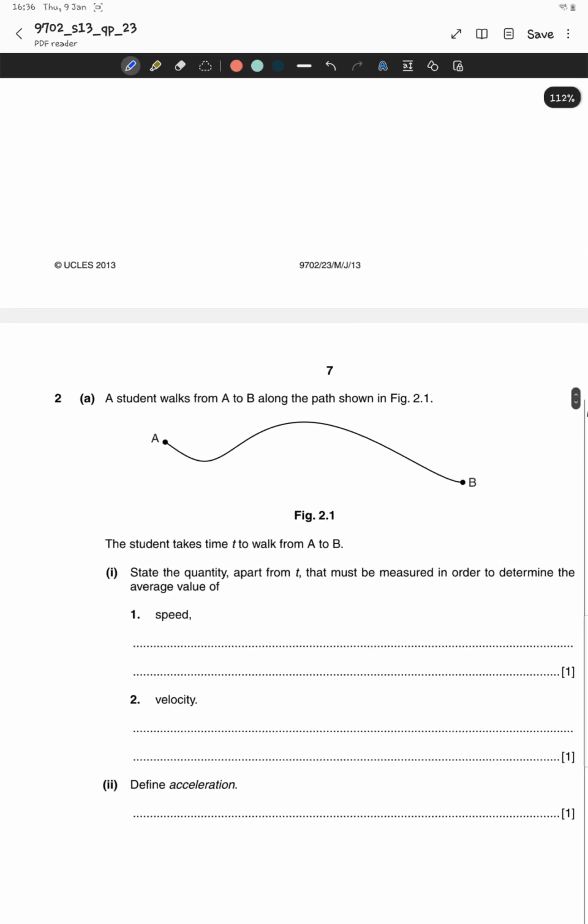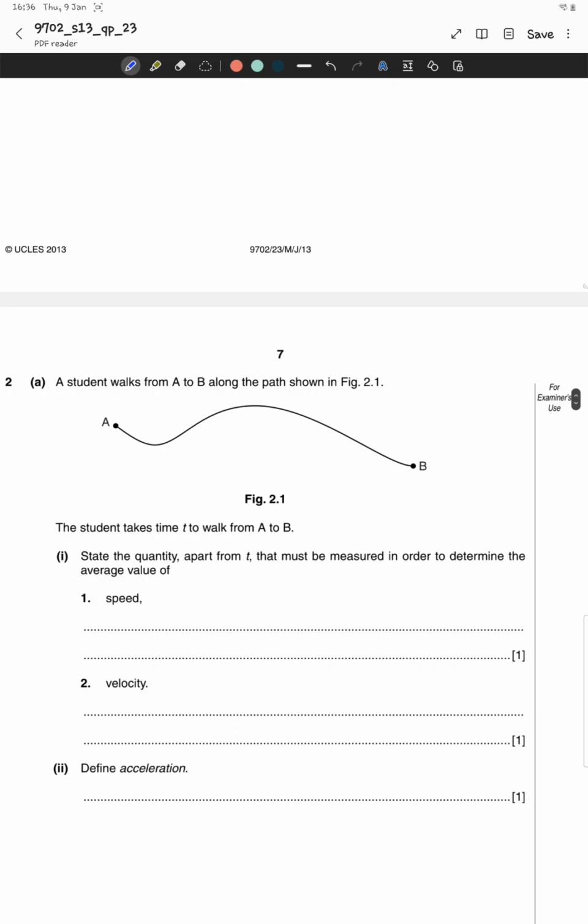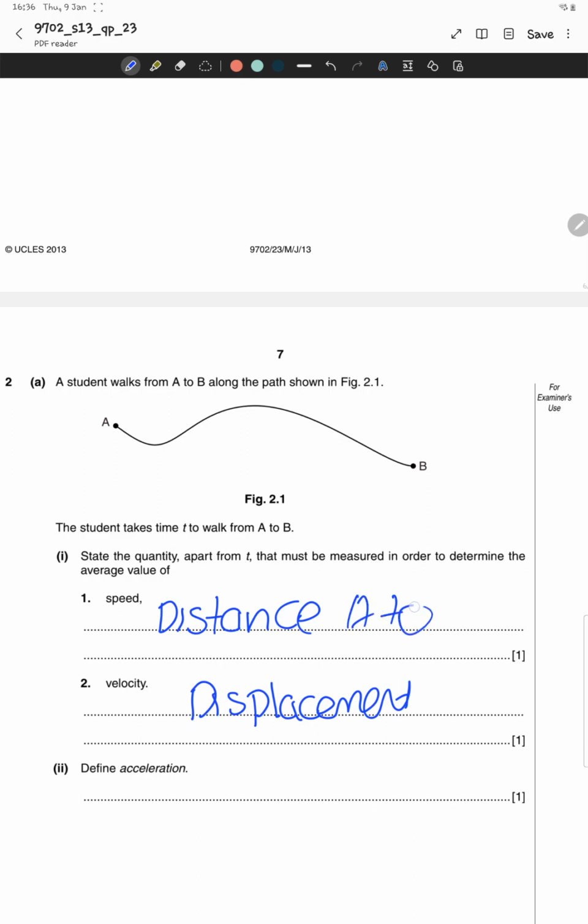So this is question 2. A student walks from A to B along the path shown in figure 2.1. The student takes time t to walk from A to B. State the quantity, apart from t, that must be measured in order to determine the average value of speed. Distance, because speed equals distance divided by time. And then velocity equals displacement divided by time. So you'll use displacement from A to B.